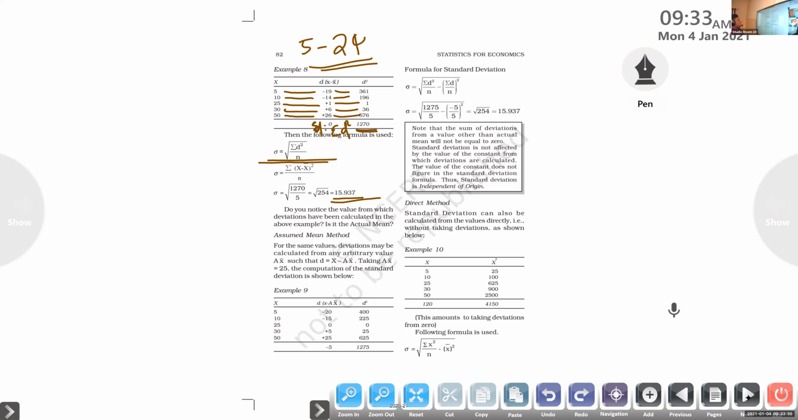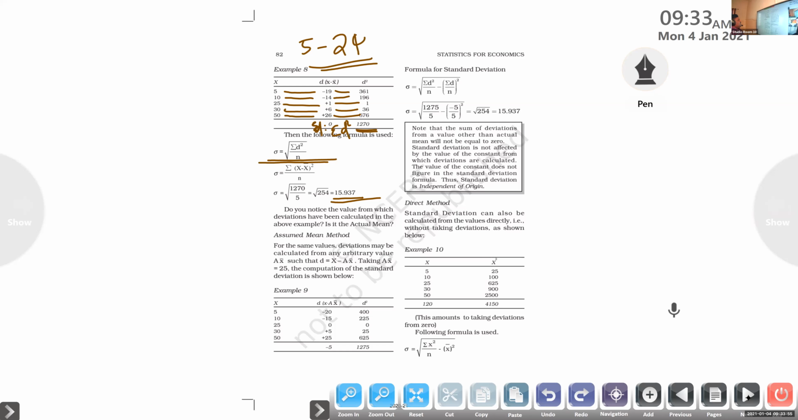Altogether sigma d is 0, but we are not using sigma d here, not needed. Now we want to find out the square of all these d values. So d square: 19 into 19 is 361, minus 14 into minus 14 is 196, 136 and 676, altogether 1270. Apply these values in the equation.